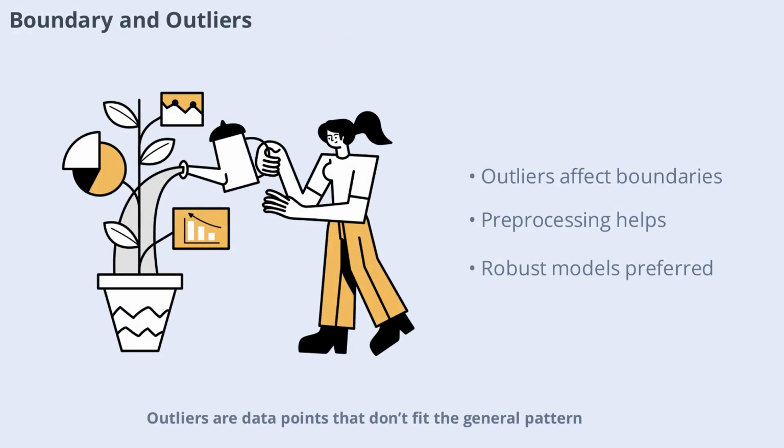Outliers are data points that don't fit the general pattern. They can distort the decision boundary, especially in sensitive models like KNN. Handling outliers through preprocessing or robust models can lead to more stable boundaries.